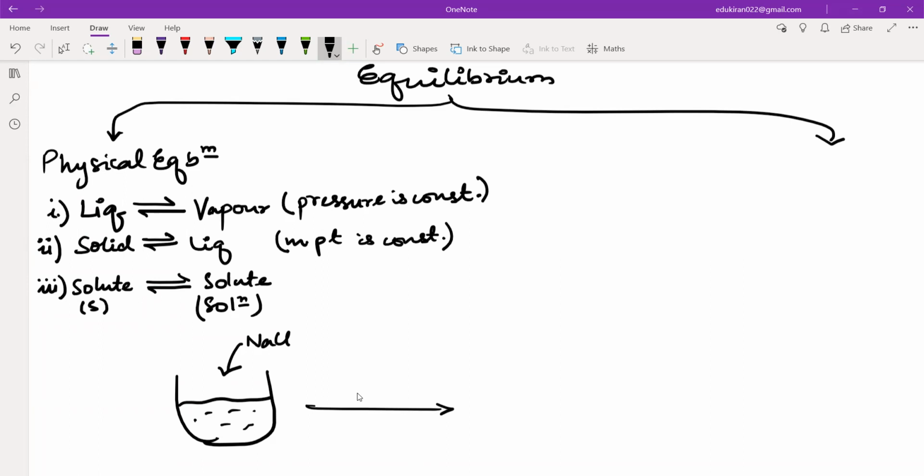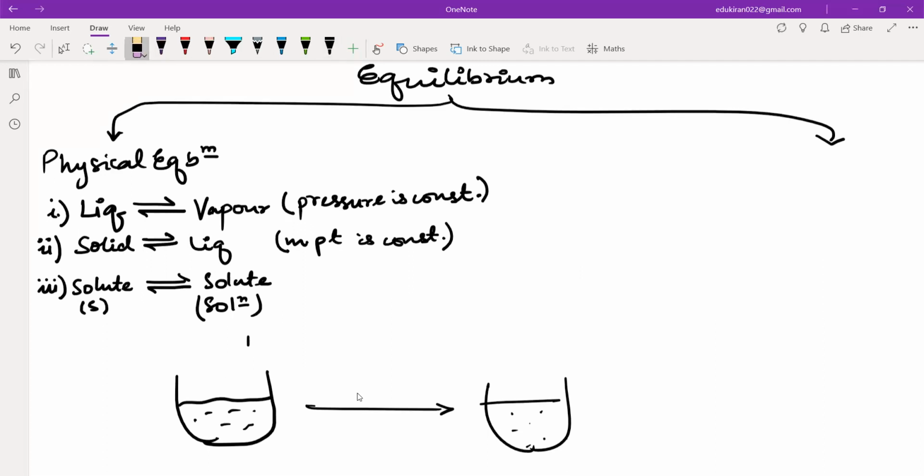Now, will the concentration keep changing if I have added NaCl one time and I close the lid? So the concentration will keep on changing? No, sir. No, it will stop at a time. So we added NaCl, and then what happened? The NaCl got dissolved.